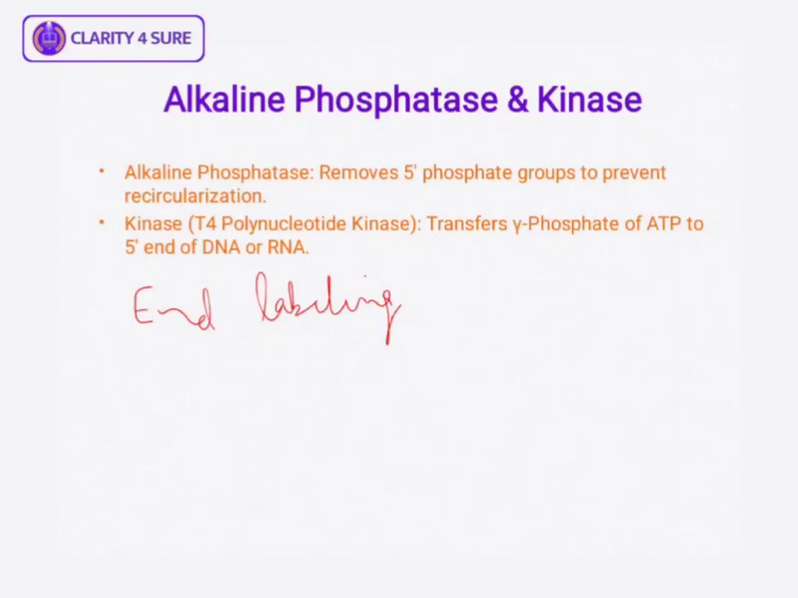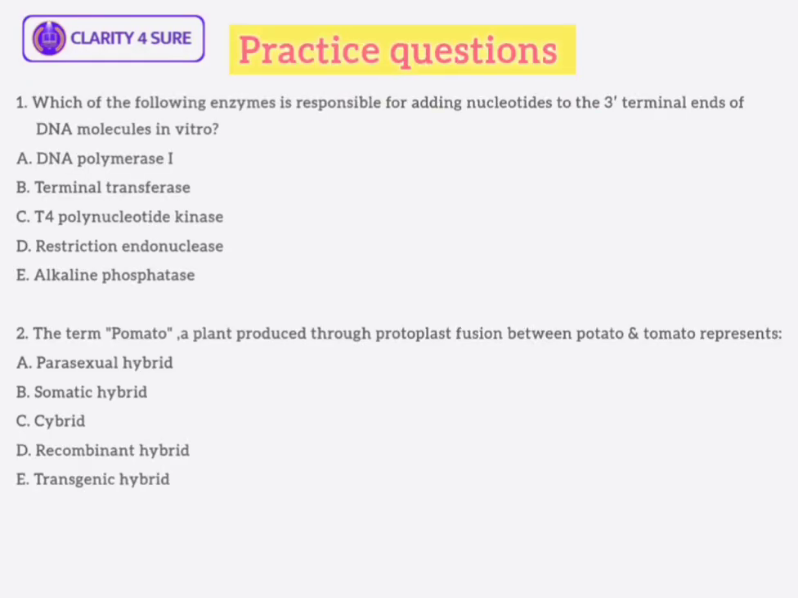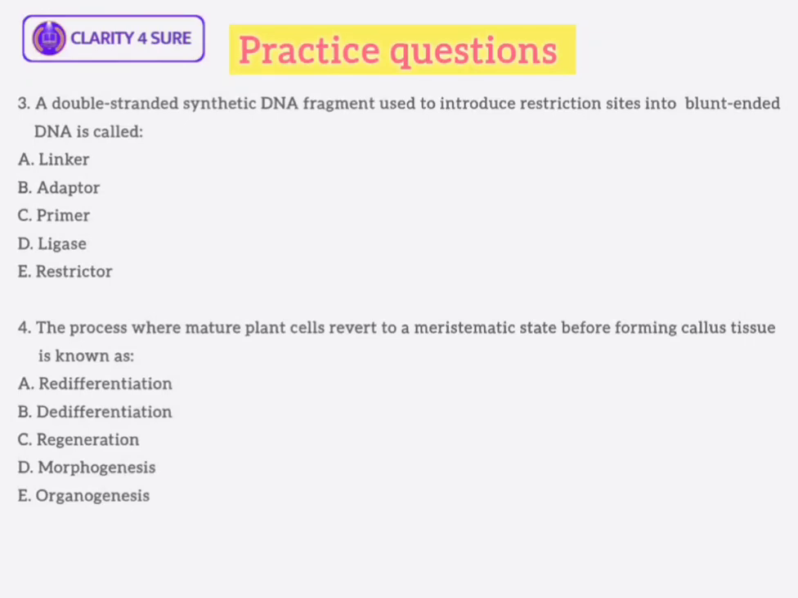Now try to answer some practice questions. Number 1. Which of the following enzymes is responsible for adding nucleotides to the 3' terminal ends of DNA molecules in vitro? Number 2. The term pomato, a plant produced through protoplast fusion between potato and tomato, represents. Number 3. A double-stranded synthetic DNA fragment used to introduce restriction sites into blunt-ended DNA is called. Number 4. The process where mature plant cells revert to a meristematic state before forming callus tissue is known as.